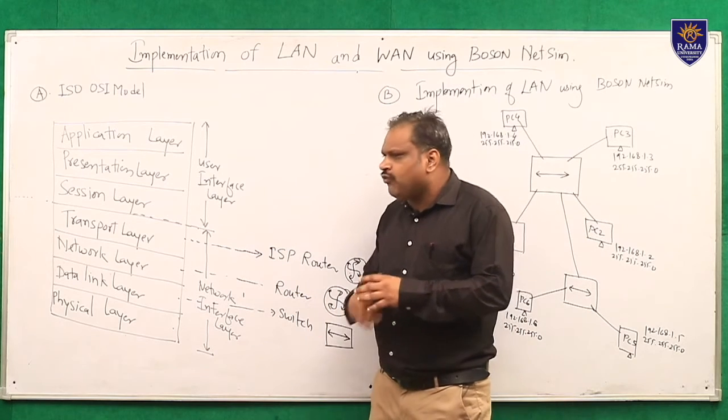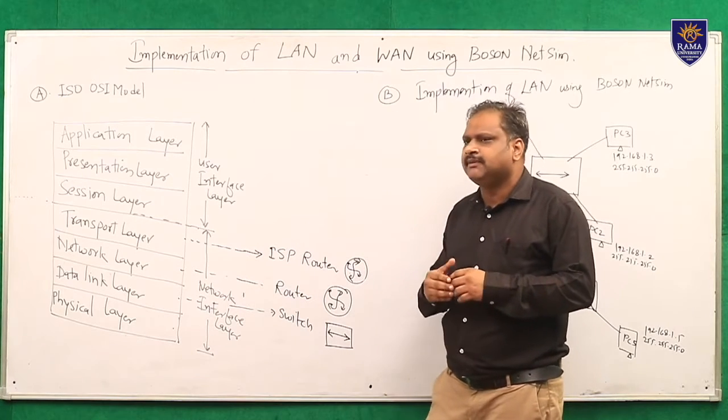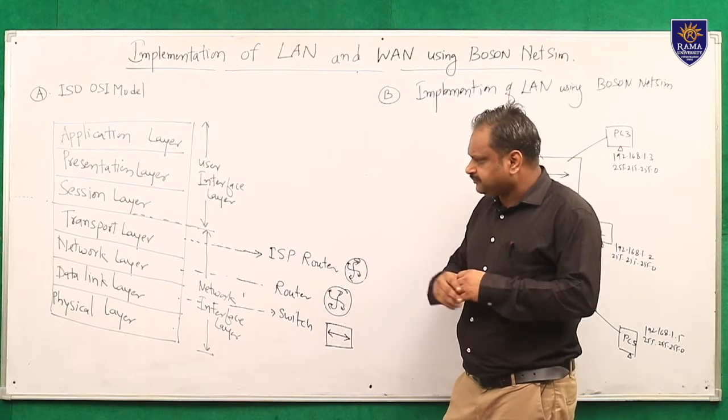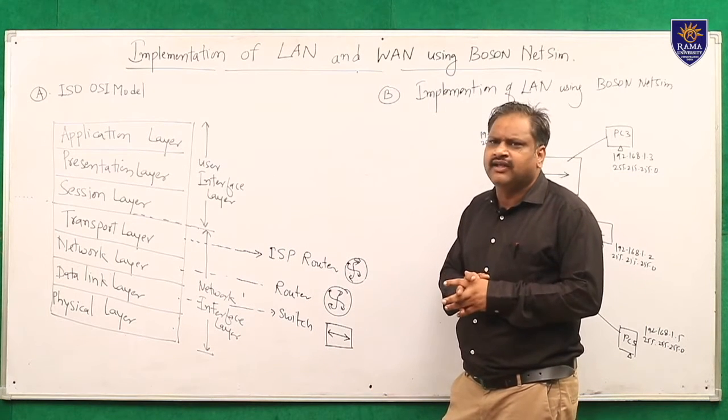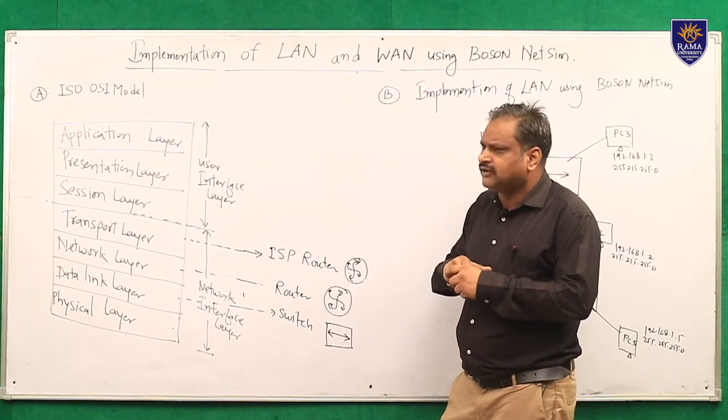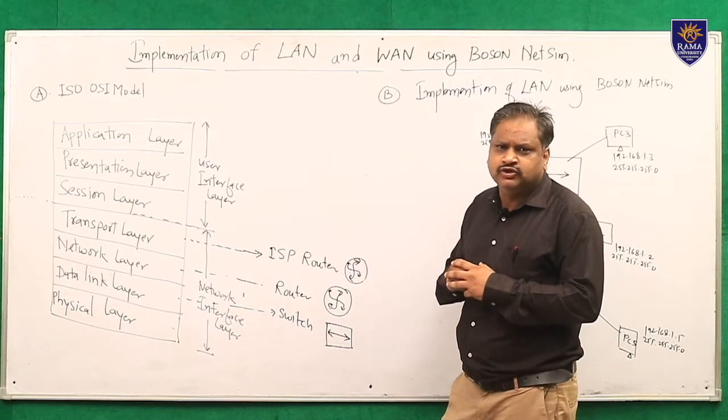So basically, whatever we implement, we have to implement in the first 4 layers, which is known as the network interface layer. That is a basic requirement of the ISO OSI model, which we use in understanding the LAN implementation using Boson Sim.